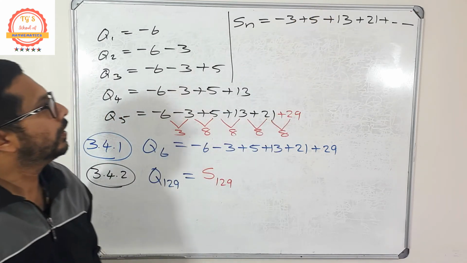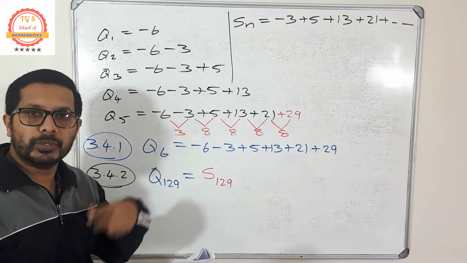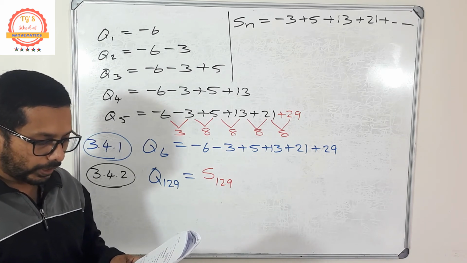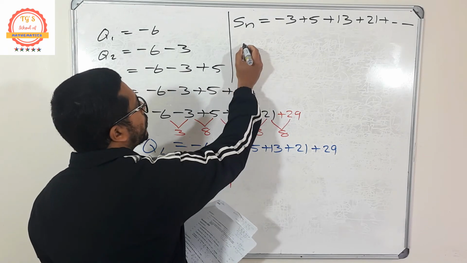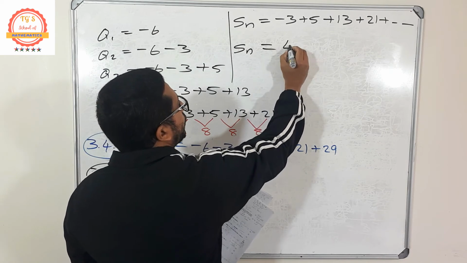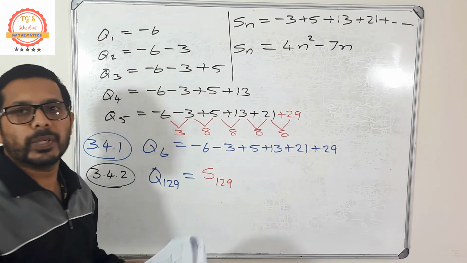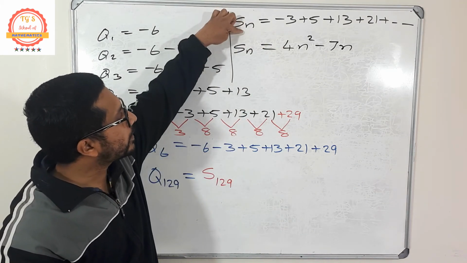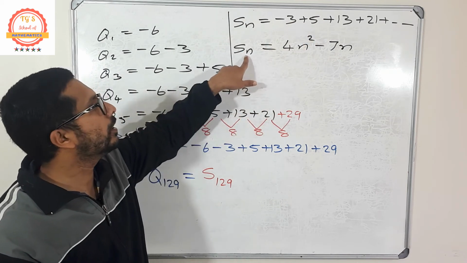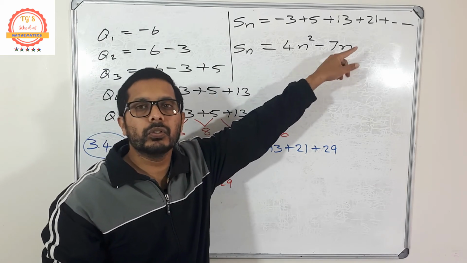Okay. So now look at question number 3.3, the one that we did in the previous question. Show that Sn is equal to 4n square minus 7n. So in question 3.3, we showed that Sn is equal to 4n square minus 7n. So it means that this is Sn, minus 3 plus 5 plus etc., and we got an expression for that Sn. What is that one? Sn is equal to 4n square minus 7n.